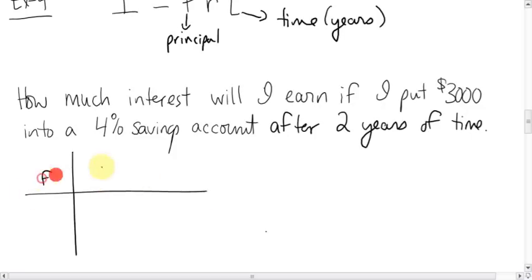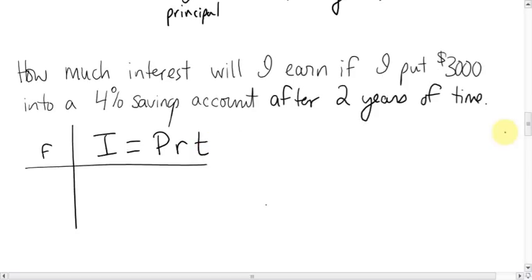The formula is interest equals principal times rate times time. Now let's figure out whether I have to rearrange this formula or not. Is it good to go or not? I'm asked for interest. How much interest? Well, the interest is already by itself on this side of the equal sign. So this is going to be easy.